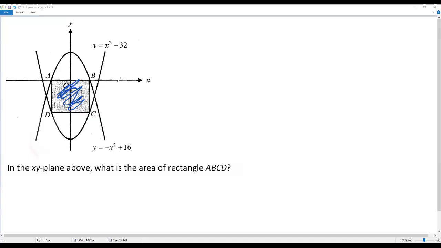And also the parabola which opens down, its equation is y equals negative x squared plus 16, intersects the x-axis at A and B. Okay, now let's find the x-intercepts of this parabola. For that, we have to plug in y equals 0 into this equation. Let me write the equation as it is: y equals negative x squared plus 16. To get the x-intercepts, I plug in y equals 0. When I do so, I get 0 equals negative x squared plus 16.